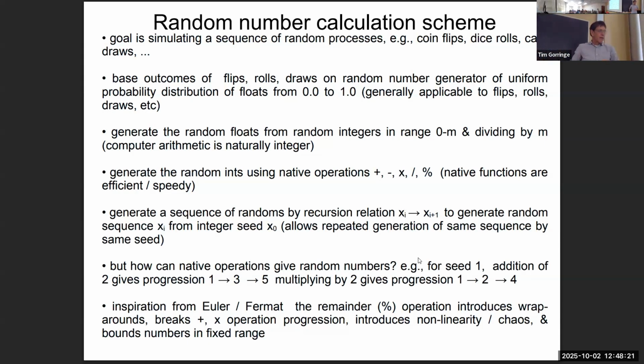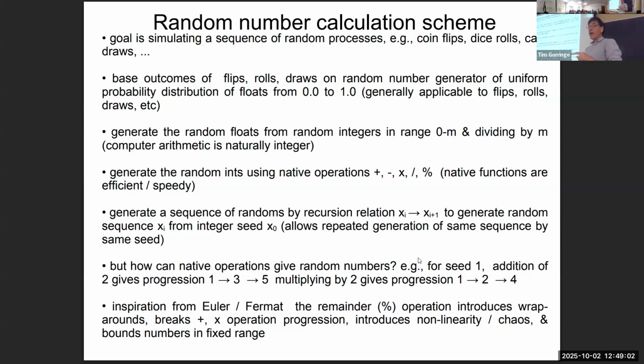The outcomes of coin flips, whether it's a head or a tail, or the outcomes of dice rolls, whether it's a 1, a 2, a 3, a 4, a 5, or a 6, or the outcomes of drawing a card from a pack of 52 cards, we can generate those outcomes from a floating point number that ranges from 0 to 1. So that's going to be a starting point.